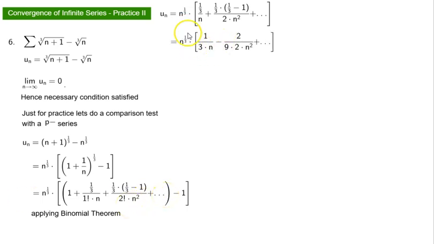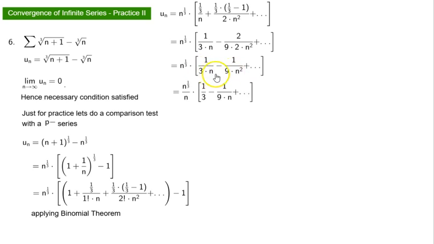Again simplifying, we get n to the power of 1/3 times (1/(3n) minus 2/9 times 2 times n square) and so on. Here 1/3 minus 1/2 is minus 2/3. Yes, minus 2/3 times 1/3 is minus 2/9. So that is how we get this 2/9. Okay, now simplifying it, 2 cancels out. We have 1/(3n) minus 1/(9n square) and so on.